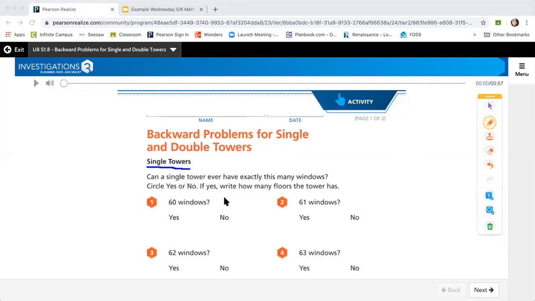Now, the reason these are backwards problems is that you're given the number of windows and you have to figure out if it's possible to have this number of windows in the tower. And if yes, then you have to write how many floors the tower has. So let's take a look at that first problem. Think about that single tower with those five first windows, four around the outside, and one on the top.